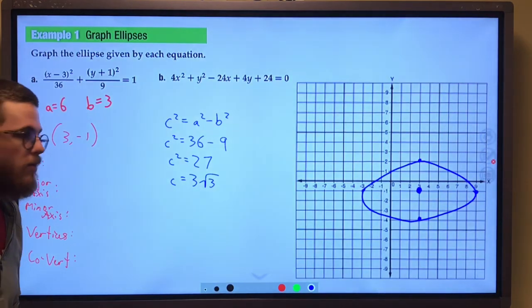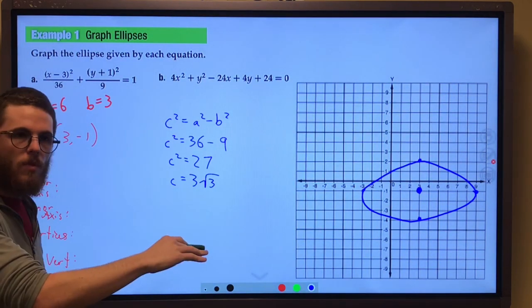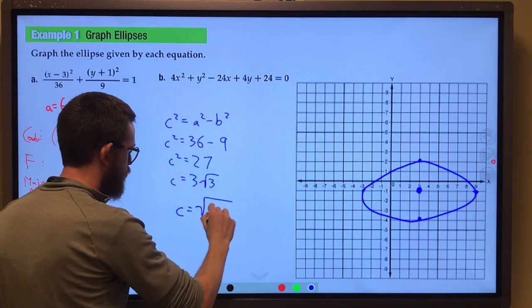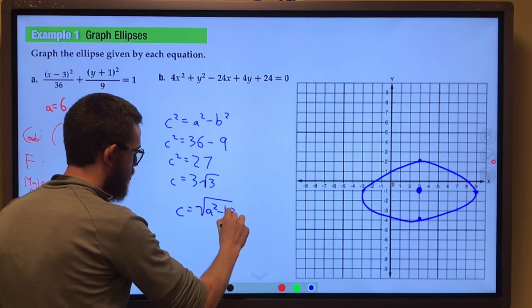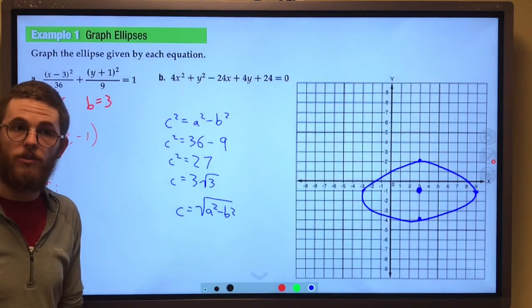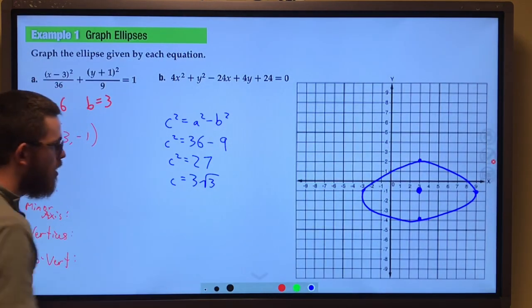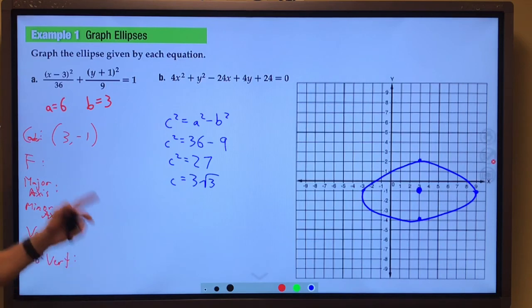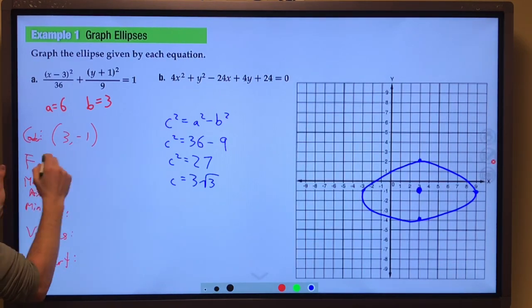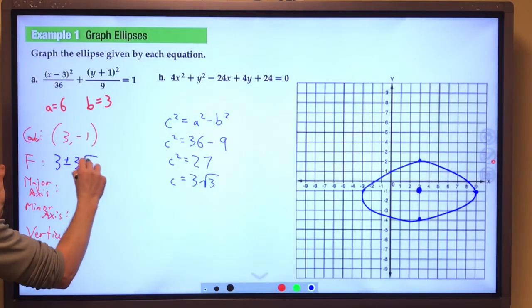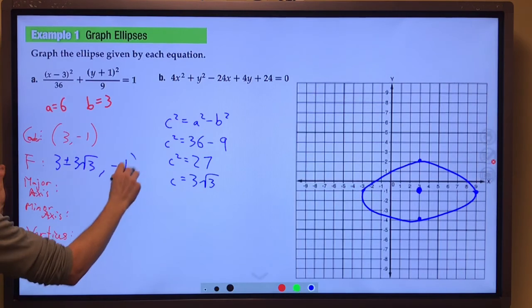Now, we also know, before you get too caught up in that, C is going to be our principal root. Okay, our other way to write C is root A squared minus B squared, knowing that it is the principal root, that we're only being asked to find the positive version. So that is positive 3√3, but it doesn't matter. We're going to add it and subtract it to the X value here. So that means our foci are 3 plus and minus 3√3, -1.